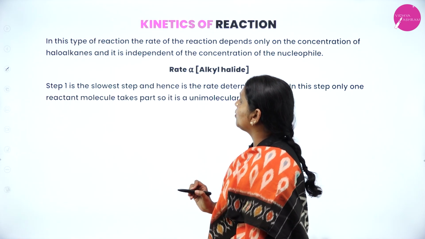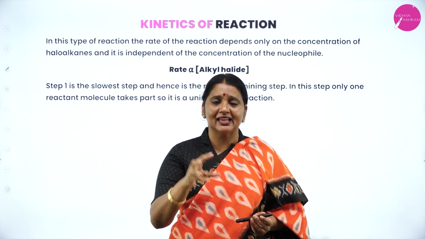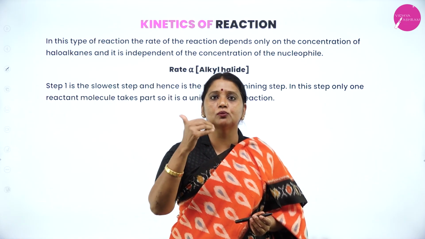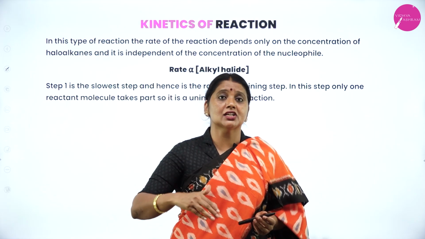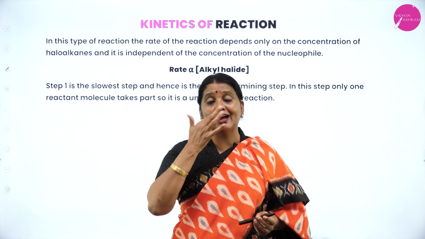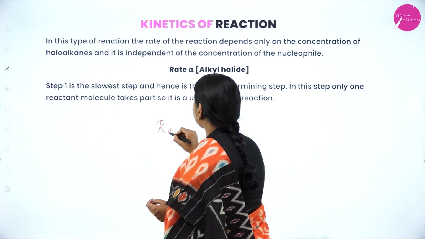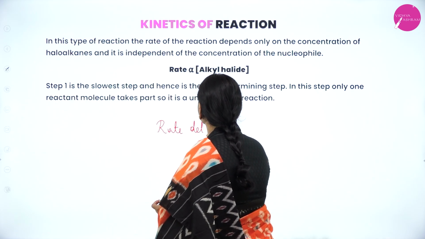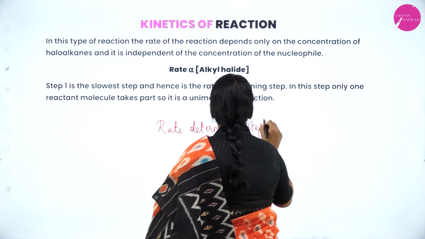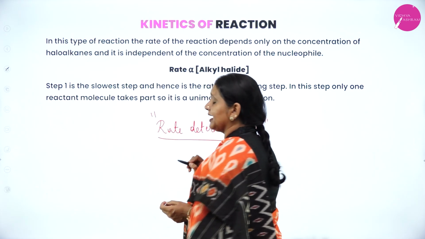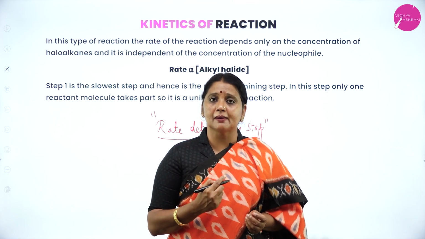Now, why do I consider this? In chemical kinetics, we know that any chemical reaction takes place by two or more steps. Such reactions are called complex reactions. When any reaction takes place by two or more steps, you have to consider the slowest step. The slowest step of a complex reaction is called the rate determining step. Now here, in the case of SN1 mechanism, which step is the rate determining step? Step 1.